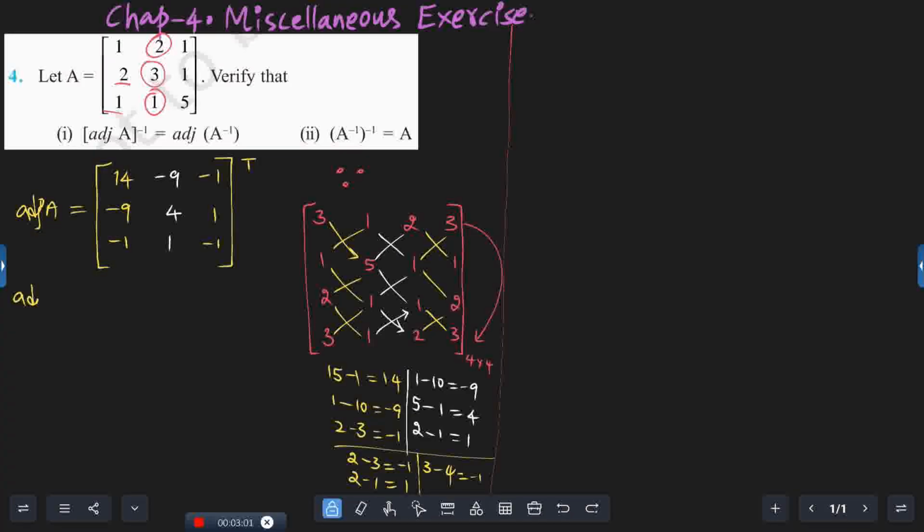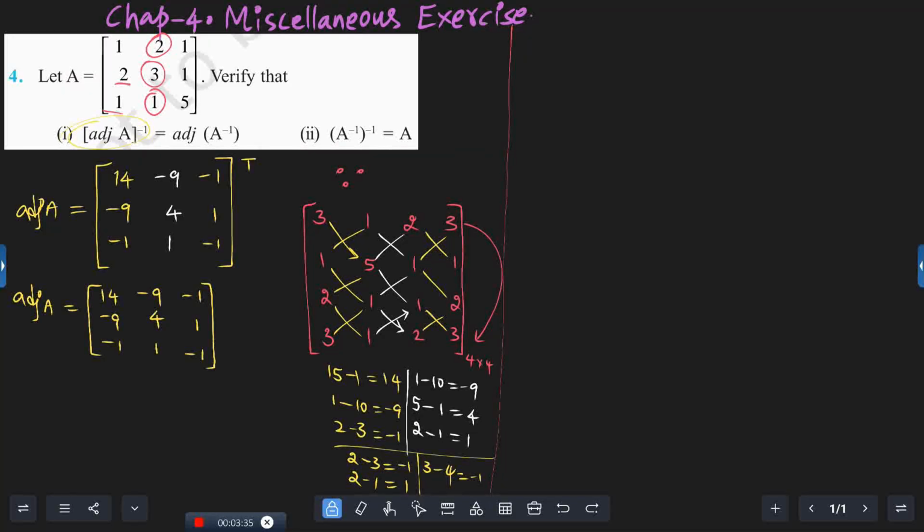So that adjoint A, take the transpose: row 1 you write as column 1, then 14, minus 9, minus 1, minus 9, 4, 1, minus 1, 1, minus 1. Even after taking the transpose you are getting the same. Yes, right, fine. So this is my adjoint A. For this, what are they asking actually? Inverse they are asking.